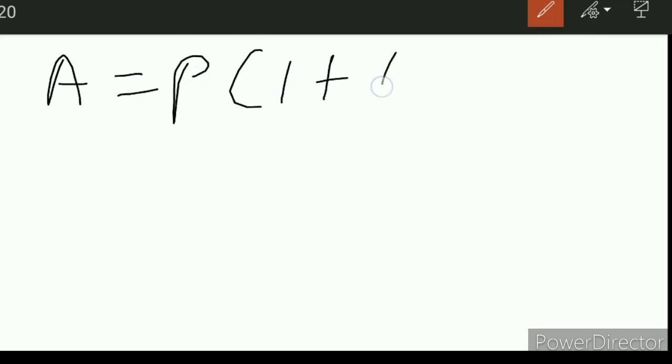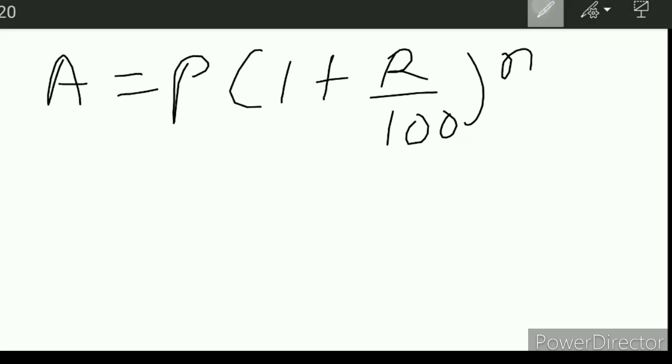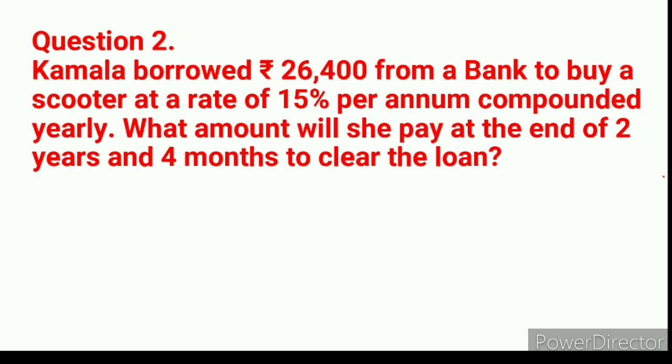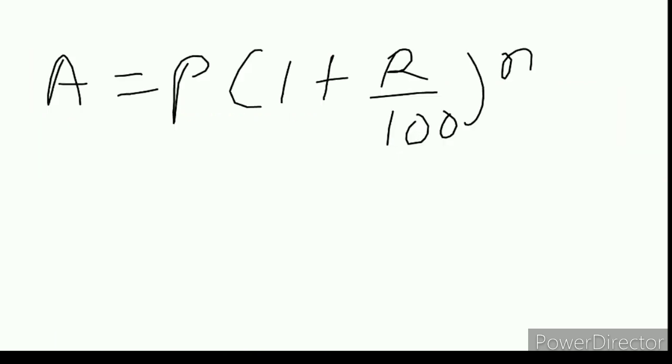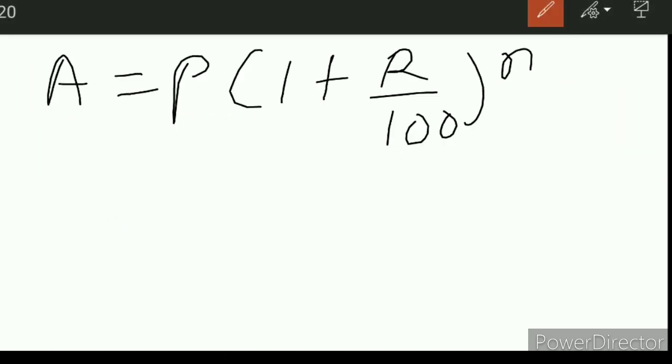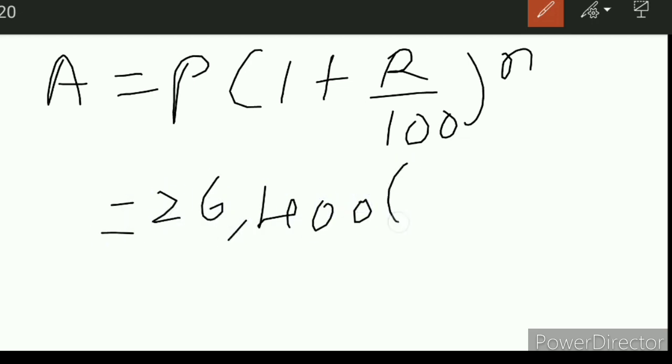The formula: amount is equal to principal into 1 plus R by 100 whole to the power n. This is the compounded annually, or compounded yearly, formula. Got it? Now we will substitute the principal, rate of interest and time. Principal here is 26,400. 1 plus R is 15% by 100.